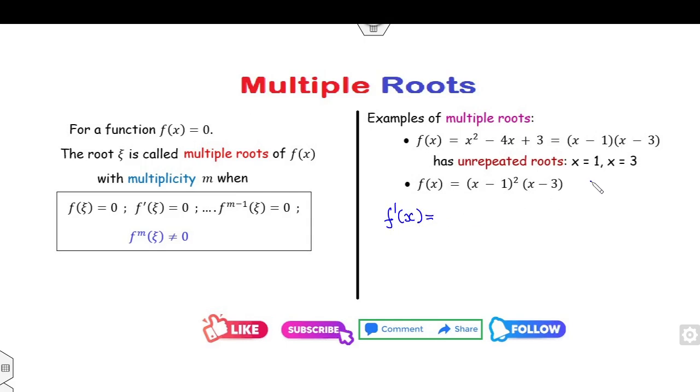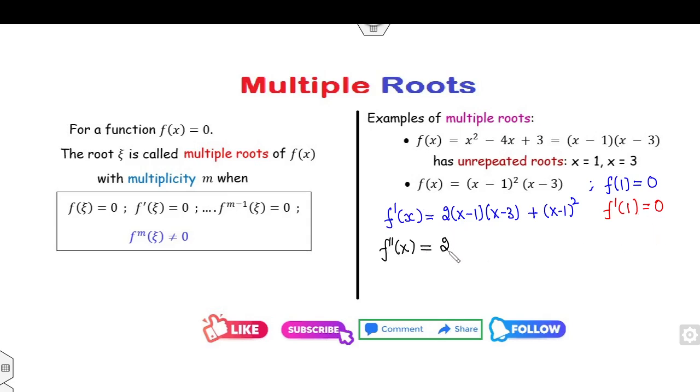First of all you can see the value of f(1) is 0. Now what is f'(x)? It is twice of (x minus 1) into (x minus 3) plus (x minus 1) whole square. Now clearly f'(1) is again 0. Then we will find f''. You have to find until you get a non-zero value.